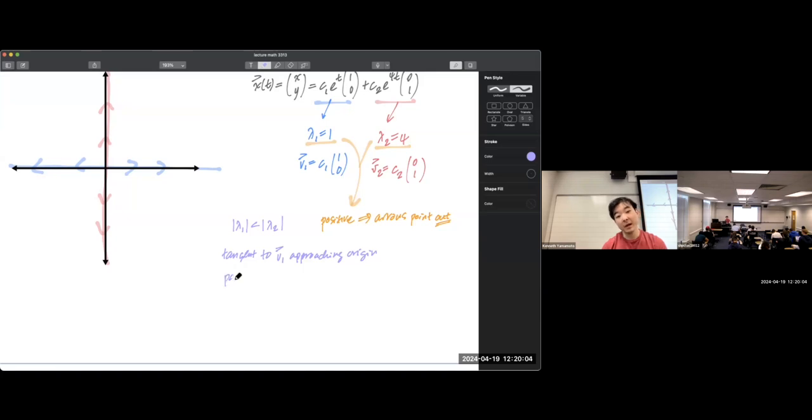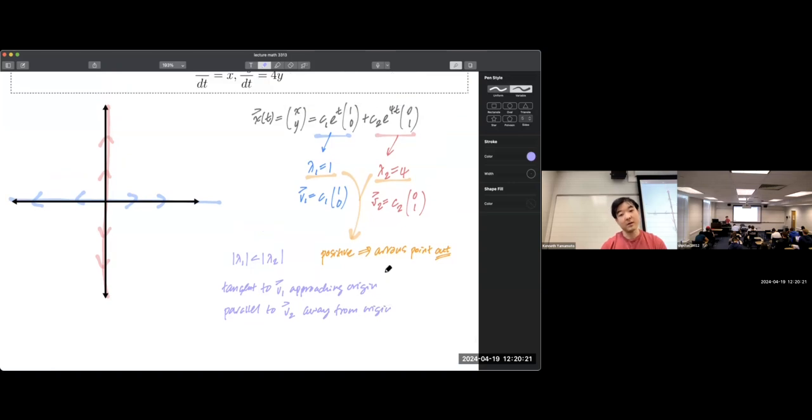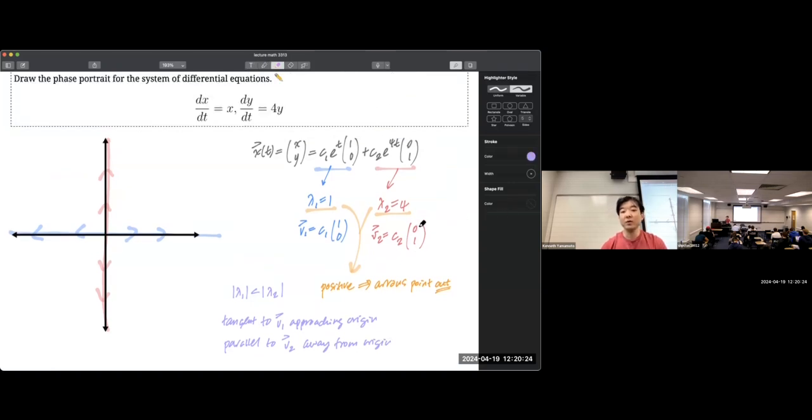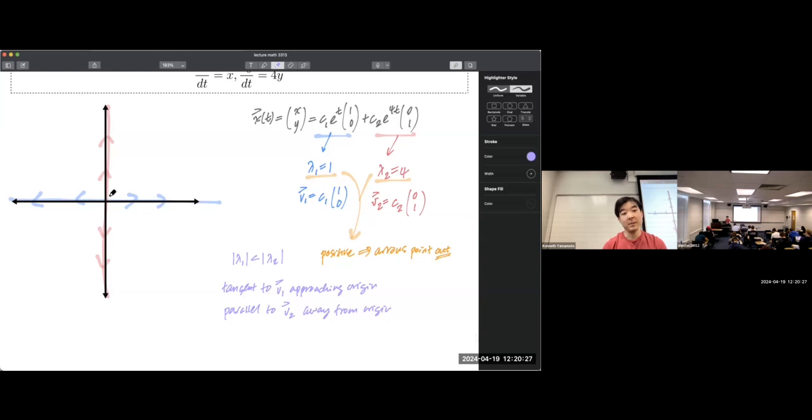And then you're going to become parallel to the larger eigenvector, the eigenvector with the larger eigenvalue, going away from the origin. So as you approach the origin, you're going to be tangent to, so let's label, this is the eigenvector that has eigenvalue 1, and this is the eigenvector that has eigenvalue 4. So you're going to become tangent to the blue as you approach the origin, and then you become parallel.